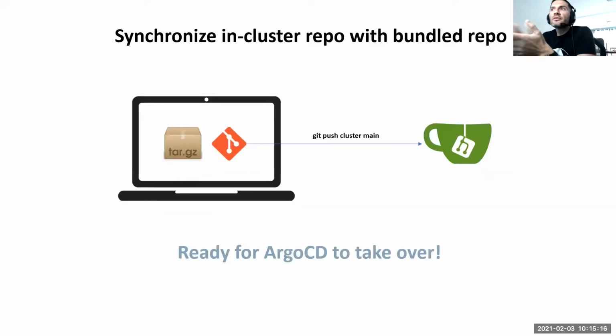And then all we have to do is basically push the repo that we have in our installing bundle to that Git repository. At that point, through automation, Argo is already tracking the repository. It has basically an application set up to track that repository. So we just push it in, and at that point in time, Argo takes over.